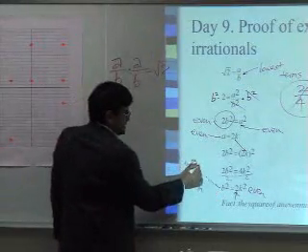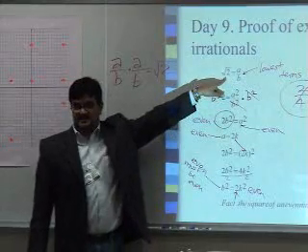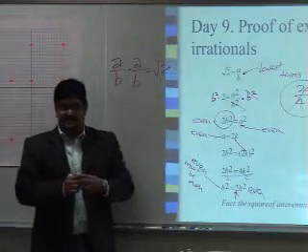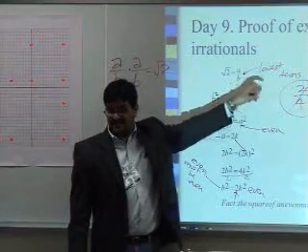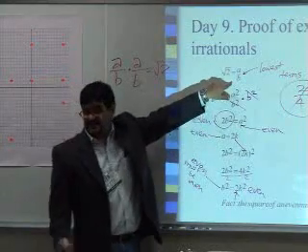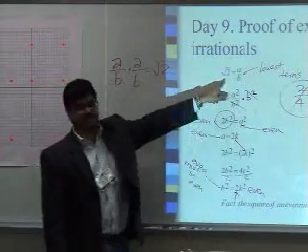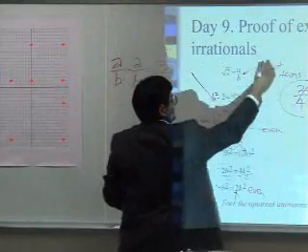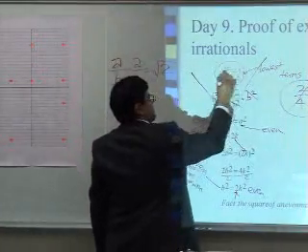So that means that contradicts. These two numbers cannot be both even, because then they wouldn't be in lowest terms. Right? If these two numbers are even, a and b, it means that this fraction is not in lowest terms. Right, so it contradicts what I started with. It means that this whole thing is not true. It means that this is not possible.